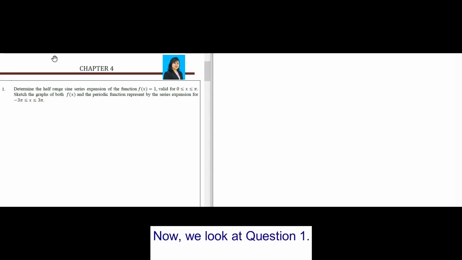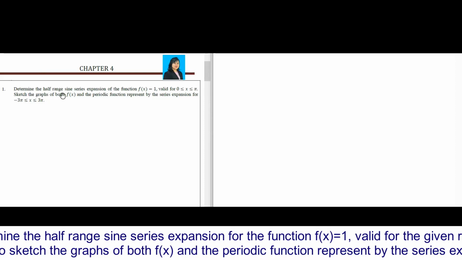Now we look at question 1. Determine the half-range sine series expansion for the function f(x) equal to 1, valid for the given range. Then you are asked to sketch the graphs of both f(x) and the periodic function represented by the series expansion for negative 3 pi to 3 pi.